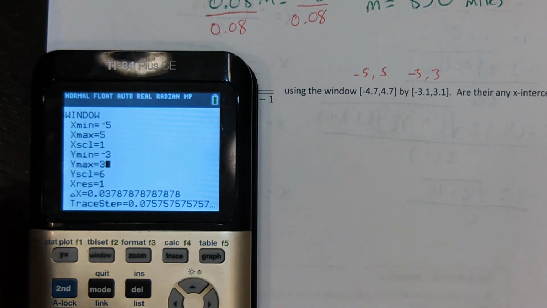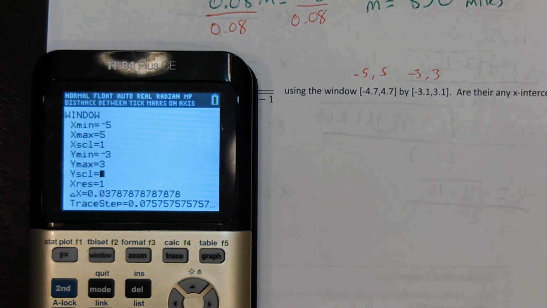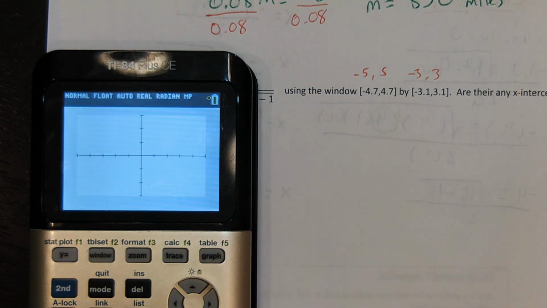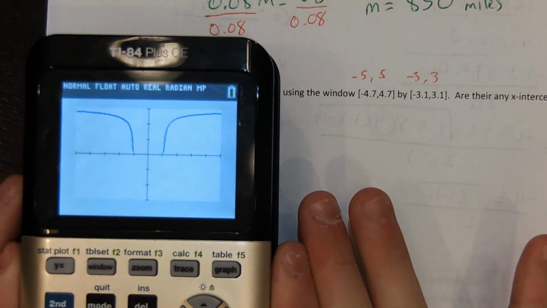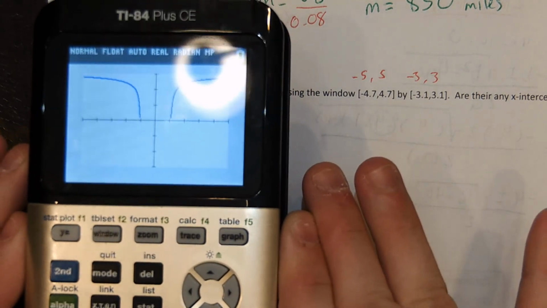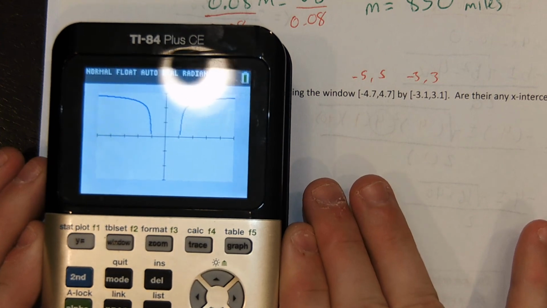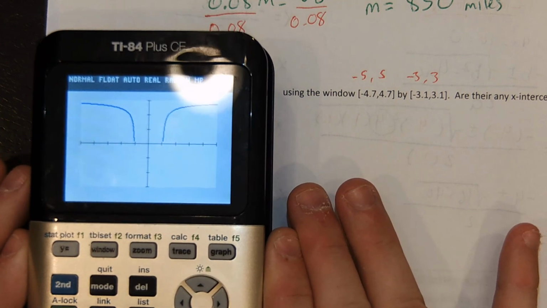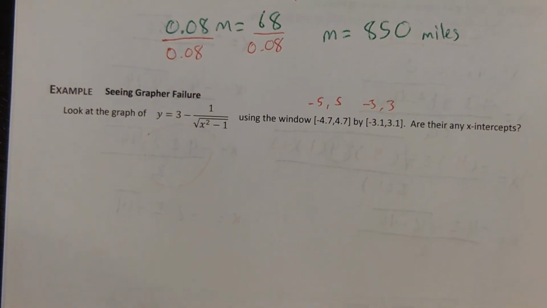Okay. Now that I've adjusted my window, make your Y scale 1 again. There you go. Now I'm going to hit this graph button, and we're going to see what happens. It says, are there any x-intercepts? Let's find out. Oh, hey, wait a darn minute. Focus camera. Focus. Those blue lines aren't touching that x-axis. So are there any x-intercepts?